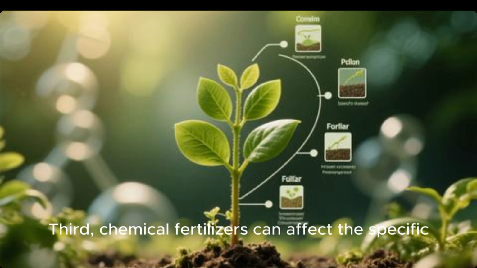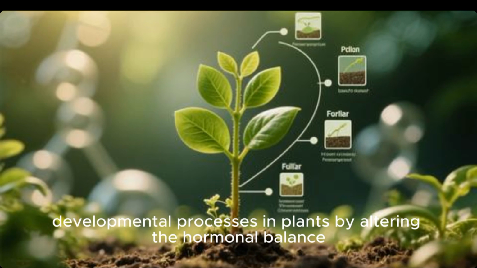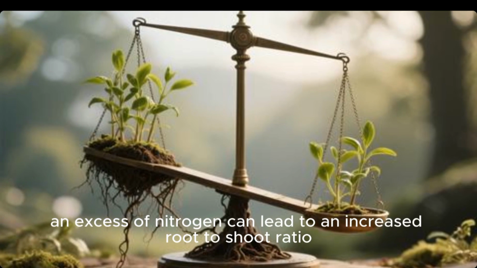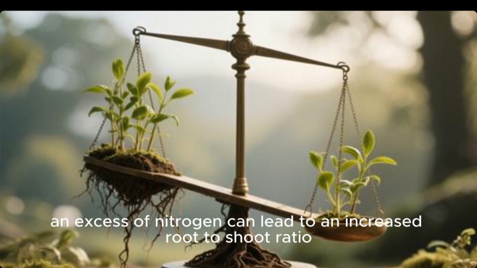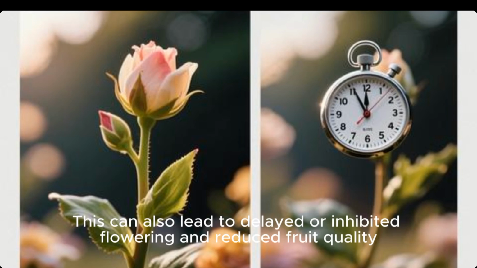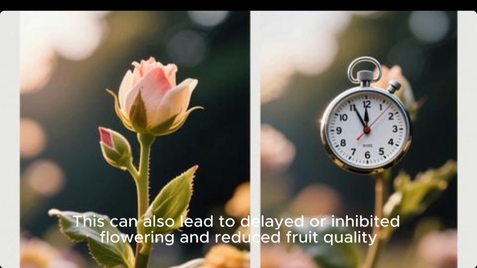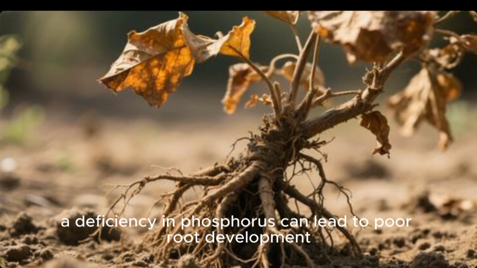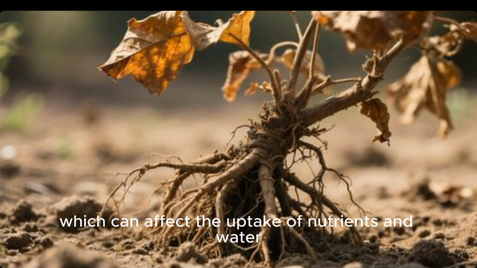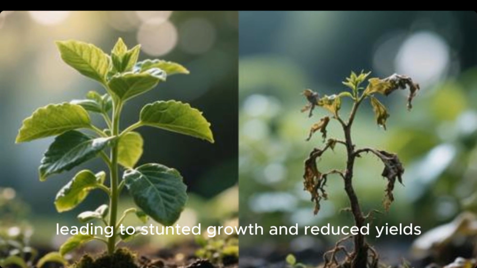Third, chemical fertilizers can affect specific developmental processes in plants by altering the hormonal balance. For example, an excess of nitrogen can lead to an increased root-to-shoot ratio, which can result in more vegetative growth than reproductive growth. This can also lead to delayed or inhibited flowering and reduced fruit quality. Similarly, a deficiency in phosphorus can lead to poor root development, which can affect the uptake of nutrients and water, leading to stunted growth and reduced yields.